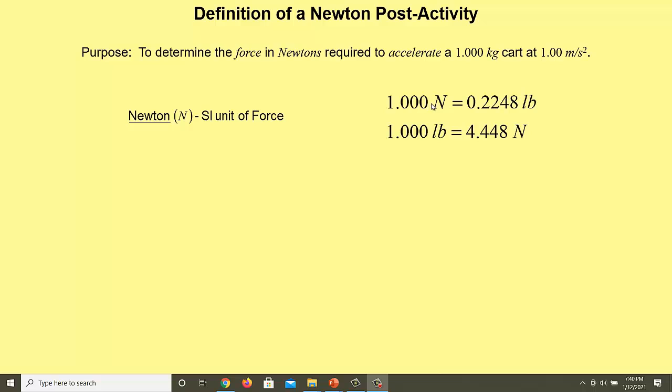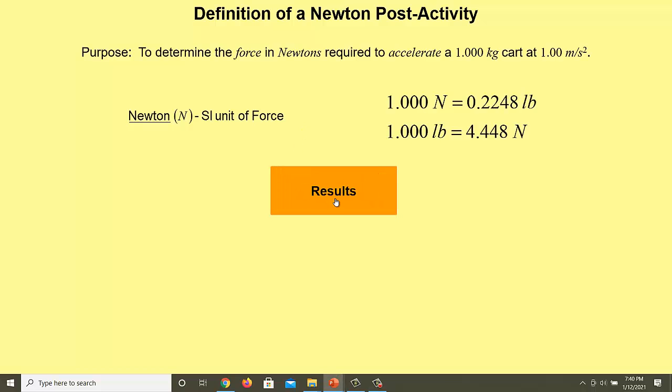Well, why is it that size? I mean, how did scientists come to that? It doesn't seem like a very nice conversion, not just something you would have chosen. So why did they decide for a Newton to be the size that it is, a little less than a quarter of a pound? Well, we went and did this lab, right?